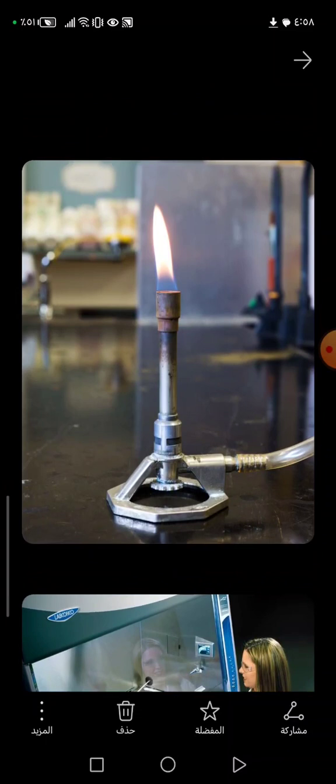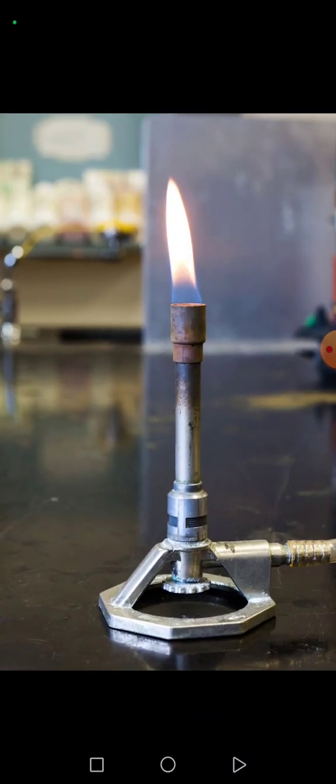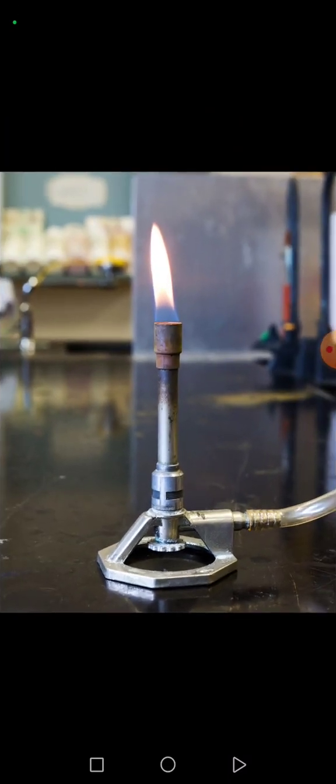This is a Bunsen burner that I told you about. You should work near the Bunsen burner after sterilizing the surface, to make a sterile working area and prevent dust and contamination from entering your culture media.